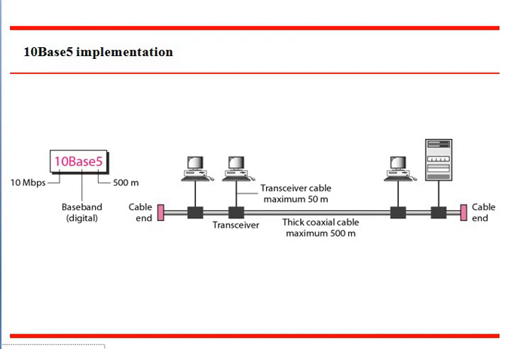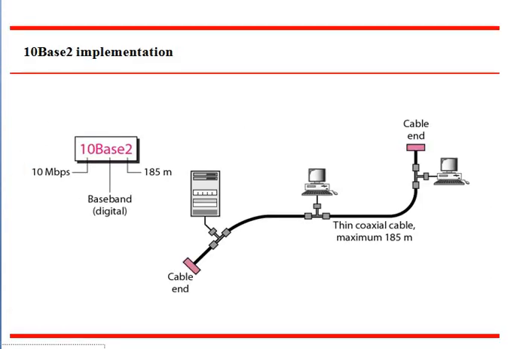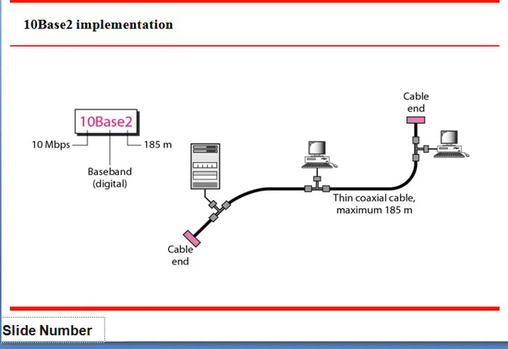Next we move on to the implementations. First one is 10Base5. We have an input of 10 Mbps of data, baseband is digital, and we are going to use thick coaxial cable with a maximum of 500 meters. Next we move on to the 10Base2 implementation. 10 Mbps of data, baseband is digital, and here we are going to use thin coaxial cable. Maximum length is 185 meters.